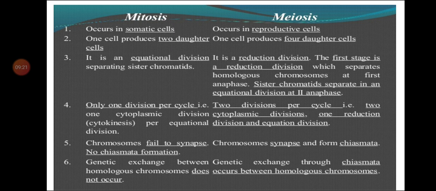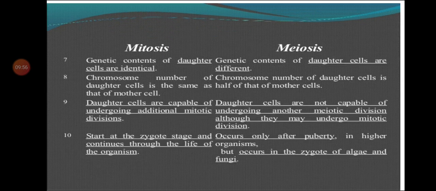Only in meiosis, what happens? Two divisions per cycle, that is two cytoplasmic divisions, one reduction division and one equational division. Whereas in mitosis, chromosomes fail to synapse, no chiasmata formation. In meiosis, chromosomes synapse and form chiasmata. In mitosis, genetic exchange between homologous chromosomes does not occur. In meiosis, genetic exchange through chiasmata occurs between homologous chromosomes.